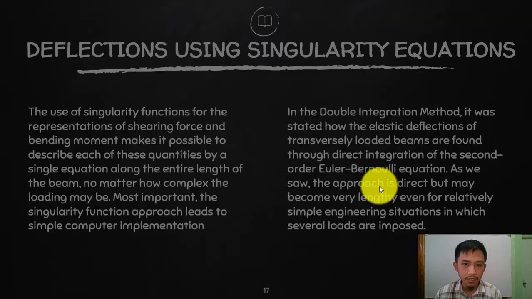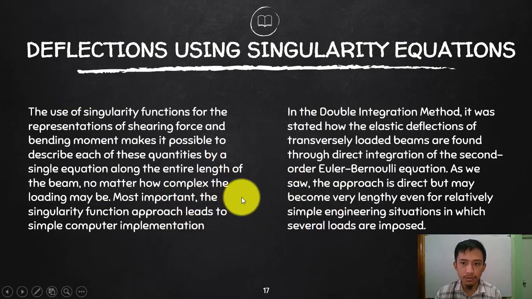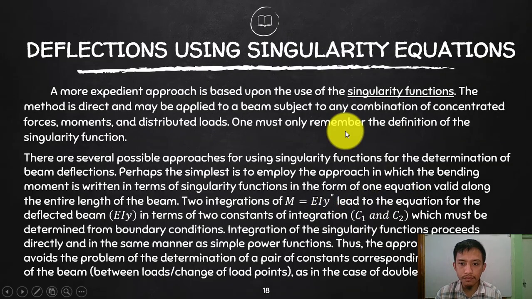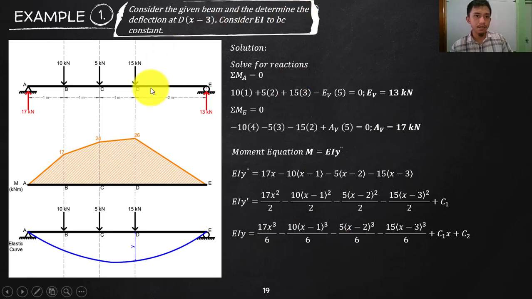Okay, so we will be having an example for us to establish that one. So let's have an example. Consider the given beam and determine the deflection at D, which is x equals 3. Since we are reckoning our x from the leftmost, which is from point A, we want to get the deflection at exactly point D. So that is just your x equals 3 from A.